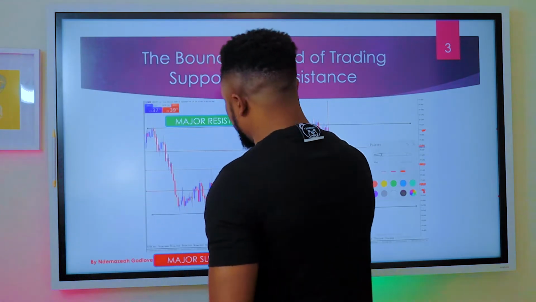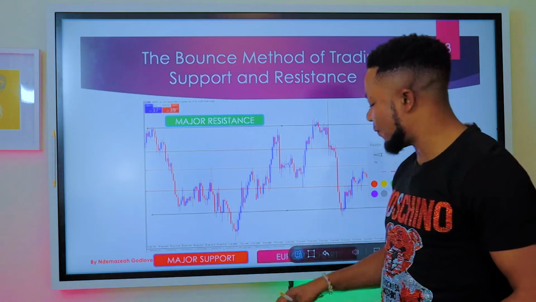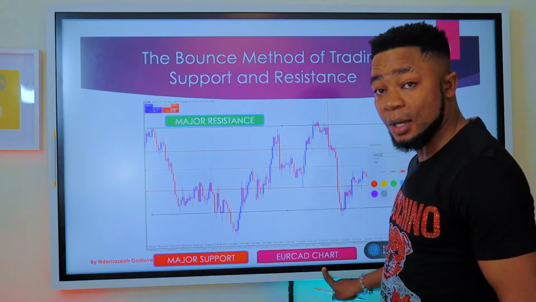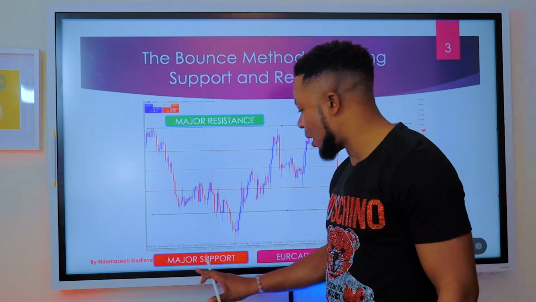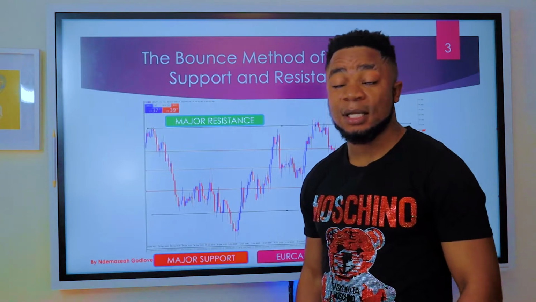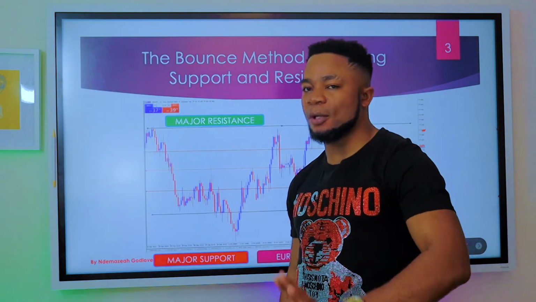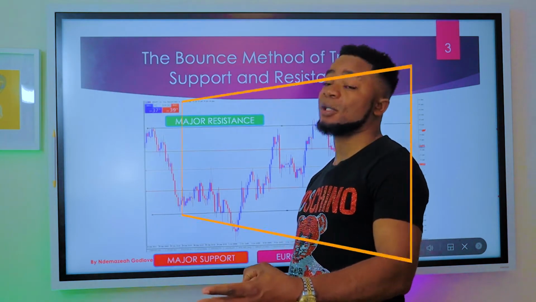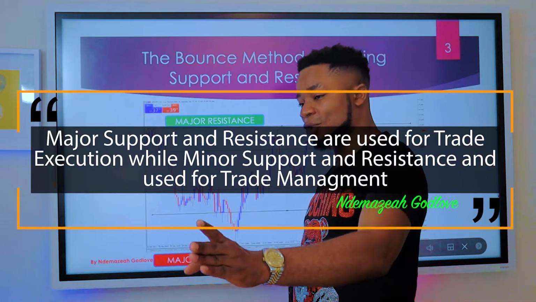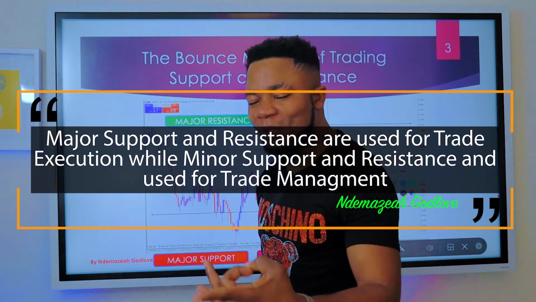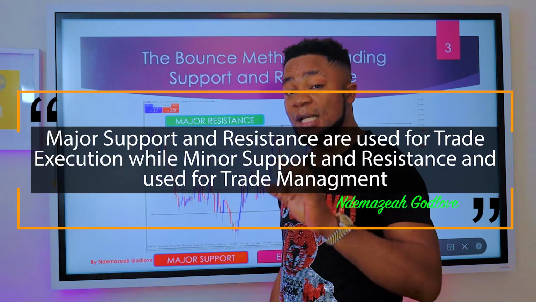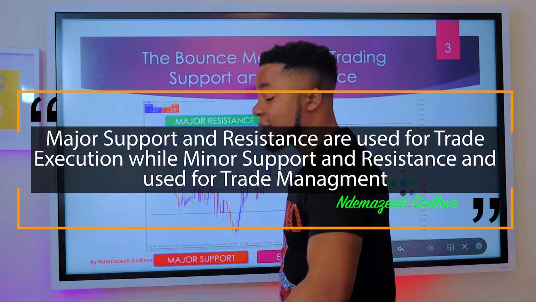For example, you can see on this chart we have EuroCAD. And here we have our major. I've already taught you guys about major and minor support and resistance. Major support and resistance are used for trade execution, while minor support and resistance are used for trade management. I've already taught you guys about that one.